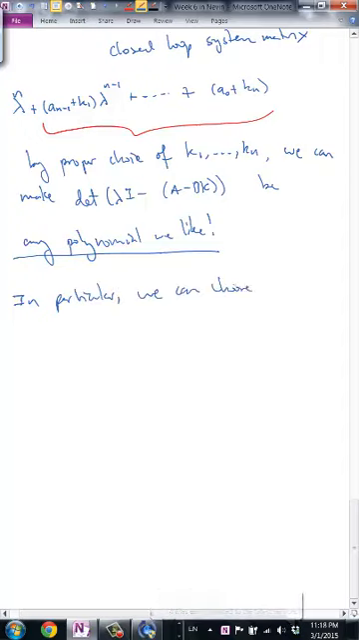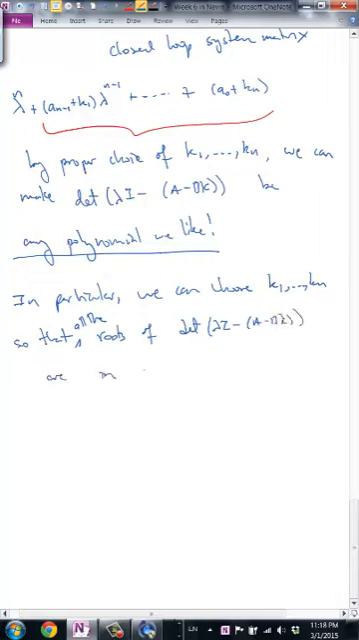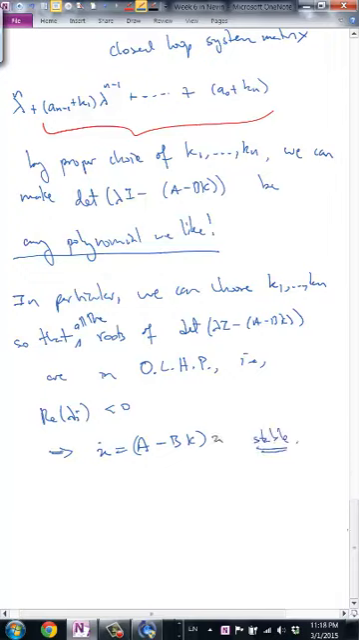We can choose k1 to kn so that all the roots of this characteristic polynomial are in what's called the open left half plane, i.e. the real part of all the roots is strictly less than 0, and hence the system x dot equals (A minus BK) x is then stable.